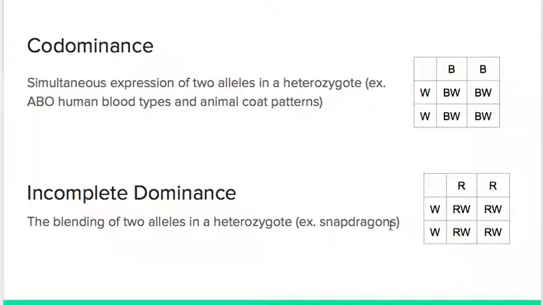So our example is with snapdragons. The snapdragon mother is red. The father is going to be white. When the two parents are crossed, you're going to get 4 heterozygotes, which is going to result in pink snapdragons, because when you mix the red with the white in incomplete dominance, it's going to blend and make pink.